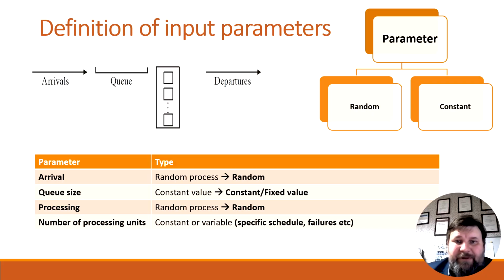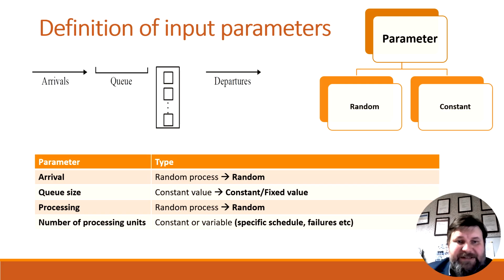Now it's time to understand the nature of each parameter. It's not really a complicated task, because as you see we have only two options. A specific parameter has a constant value, or we observe some randomness. And now the task is quite clear. We need to catch what is the nature of a specific parameter. As an example, arrivals.